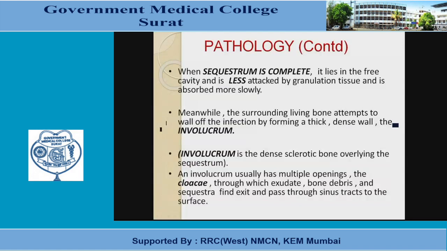Same, after sequestra have formed, surrounding living bone attempts to wall off the infection by forming a thick, dense wall, which is known as the involucrum. The involucrum is the dense sclerotic bone overlying the sequestrum, and it usually has multiple openings, known as the cloacae, through which the exudates, bone debris and sequestra find an exit and pass through the sinus tract to the surface.